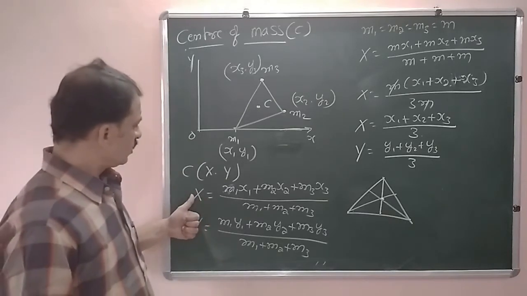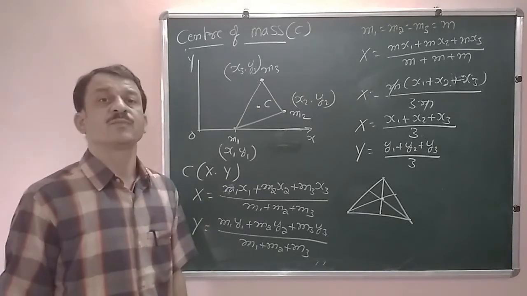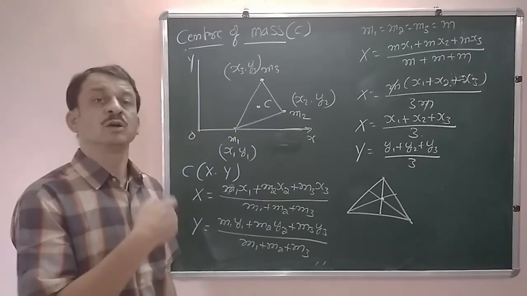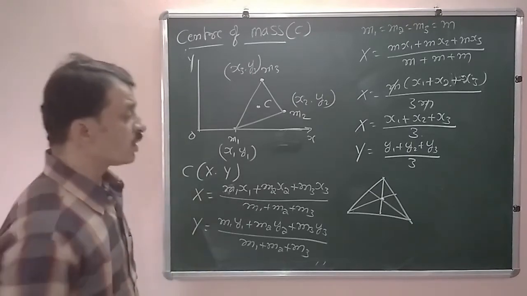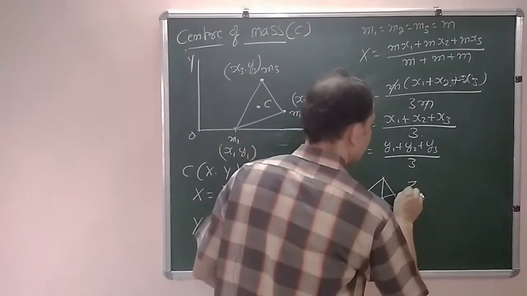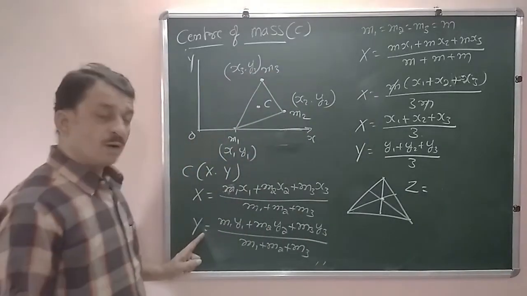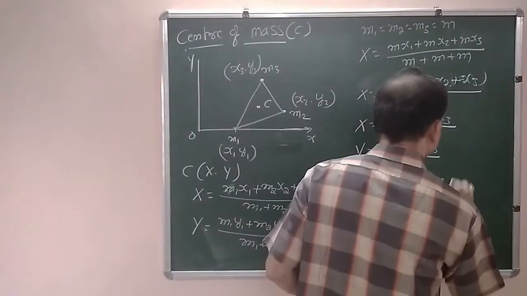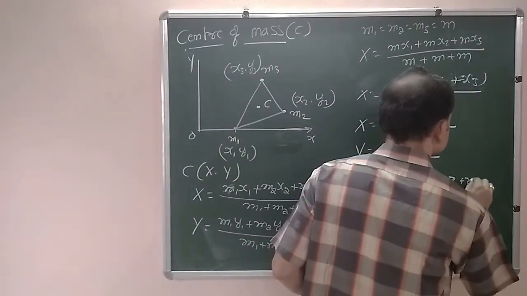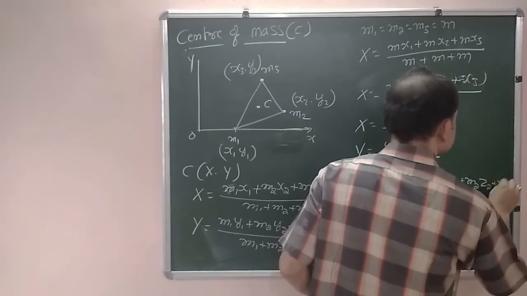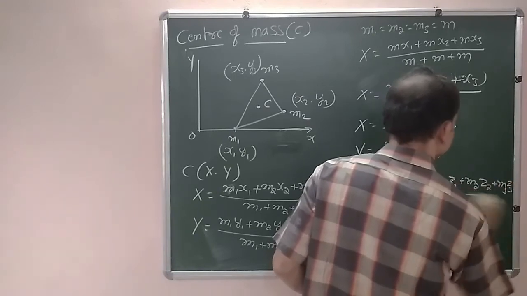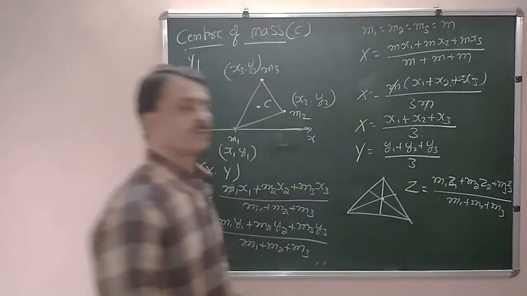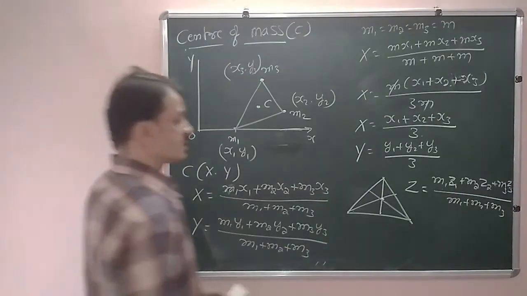Now here we have only the x coordinate and the y coordinate. If you have a three-dimensional diagram which has an x coordinate, y coordinate and z coordinate also, then what is the expression for the position of the center of mass? The z coordinate is m1 z1 plus m2 z2 plus m3 z3, divided by m1 plus m2 plus m3. Like that we have the three coordinates.